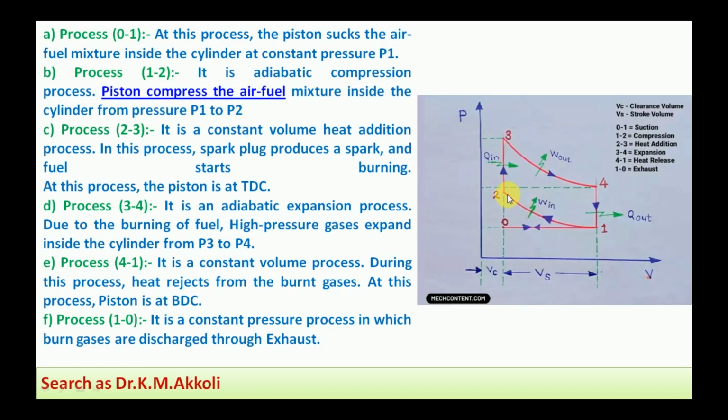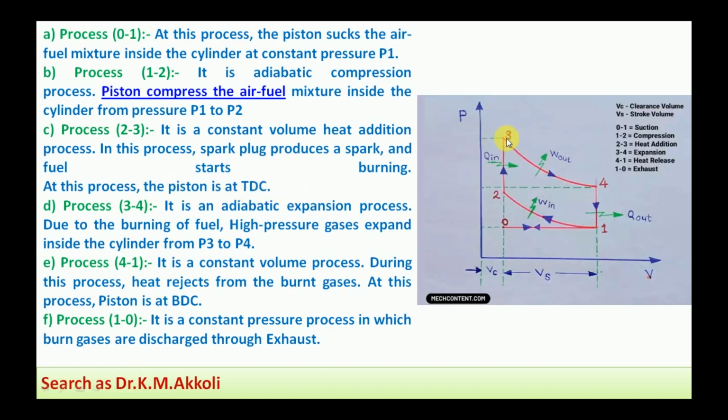The next process is 2 to 3. It is a constant volume heat addition, or a constant volume combustion process. Here the volume remains constant, and due to the spark from the spark plug, the air fuel mixture combustion takes place while the volume remains constant. Due to the burnt gases, the pressure increases, and that is 2 to 3. Here it is a constant volume heat addition process. In this process, the spark plug produces a spark and the fuel starts burning. At this position, the piston is at top dead center.